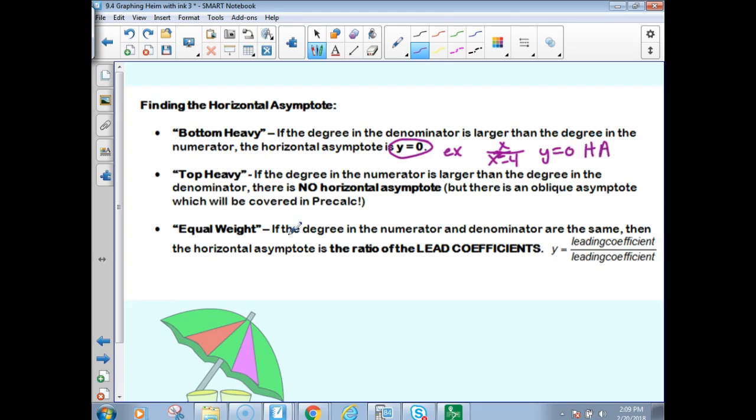If it's top heavy, meaning the degree of the numerator is larger than the degree of the denominator, then there is no horizontal asymptote. So example, if you had x to the third over x squared minus 4, that would be top heavy. So it would be no horizontal asymptote. It would actually have one that's called an oblique asymptote, and that's something you're going to do in pre-calc.